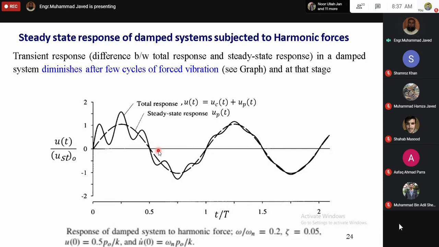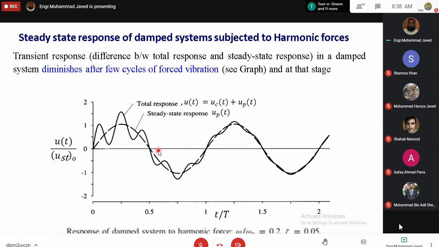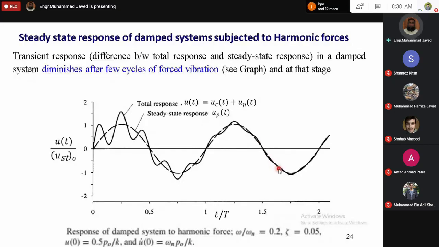With the passage of time, the difference between total response and steady state response is reducing or has vanished. You can see that after some time, after some cycles, in this case after almost one cycle, both the curves overlap each other, which shows that total response and steady state response become equal.